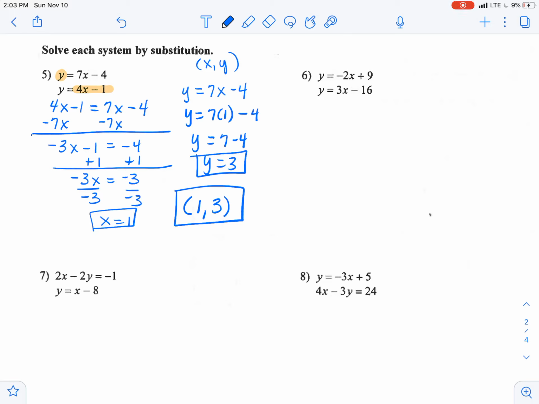Okay? So I'm going to do number 6. If you take a minute and pause and try to set it up on your own, why don't you try that first? Okay, so again, we know that this is what y is, and so I'm just going to put it right where the y is at. Okay, so that's my substitution. The rest of it is just solving my equation.